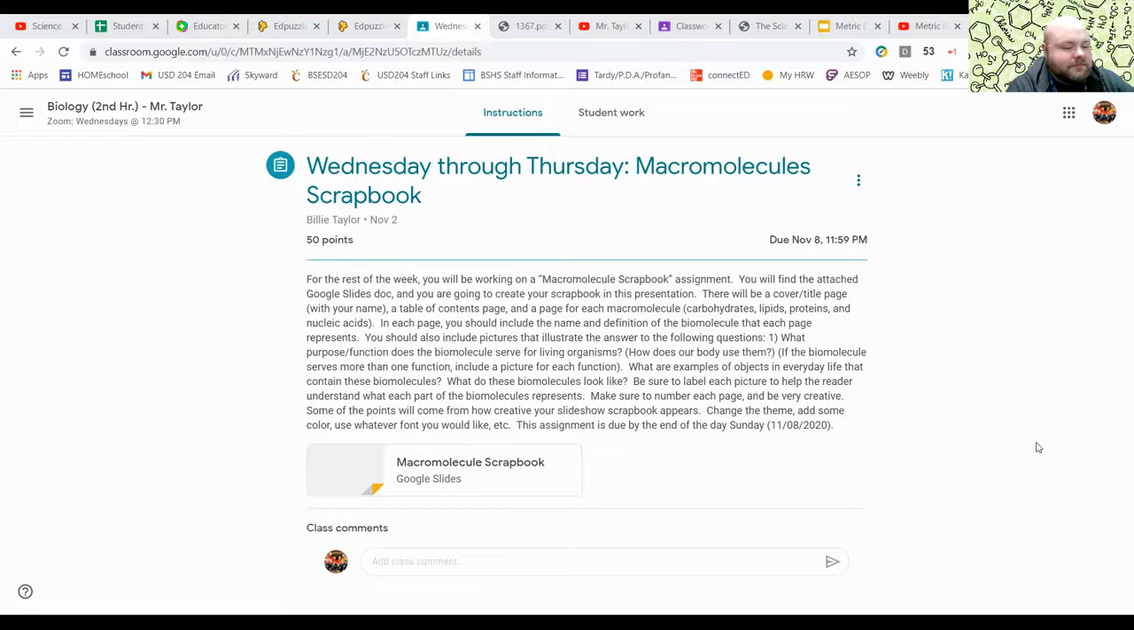And then each page is going to need a number. And I want you to be creative. Don't just throw some stuff in there. You can use whatever fonts you want, whatever colors you want. You can pick how your images and words are laid out. That's completely up to you. And that's what I mean when I say be creative. Change the theme, change the colors. Again, just kind of make it look cool. And that's up to you how you do that. And again, that's due Sunday night.